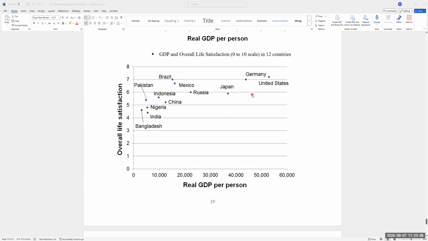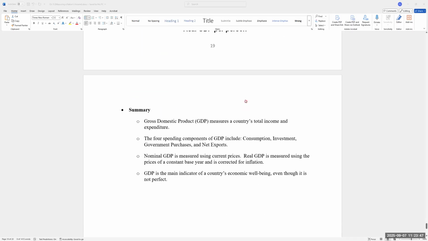GDP and overall life satisfaction, on a scale of 0 to 10. This is a subjective measure of how satisfied you are with life in these 12 countries. You could see as GDP per person goes up, satisfaction does kind of go up. This one's a little blurry because Brazil is up here compared to Japan. People in Japan are known to work really hard and long hours. But generally speaking, there is kind of a positive relationship. It's kind of flat, where at the lower end the scores are a bit lower compared to the higher end. We are done with this chapter.